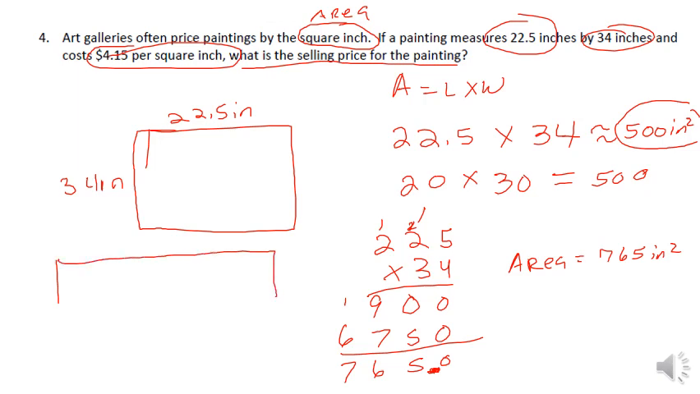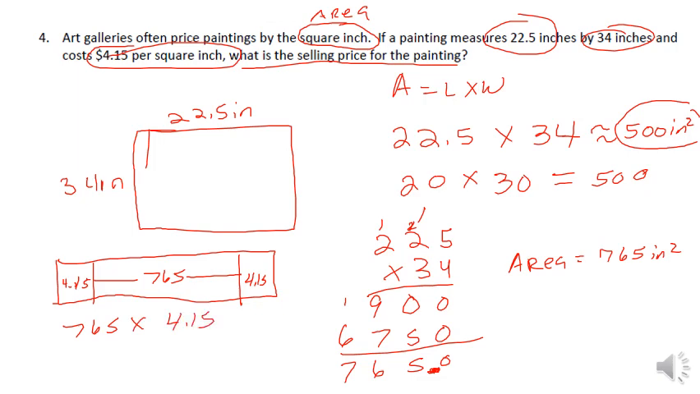Now, the question says, what was the selling price of the painting? Well, if I do my tape diagram, I know they're selling for $4.15 a square inch, and we just solved that there were 765 square inches. So that's going to be 765 times 4.15. Our estimation: 765 would be closer to 800 than to 700, and 4.15 should be closer to 4. So 8 times 4 is 32. It should be approximately $3,200. So let's come over here and do our standard algorithm.